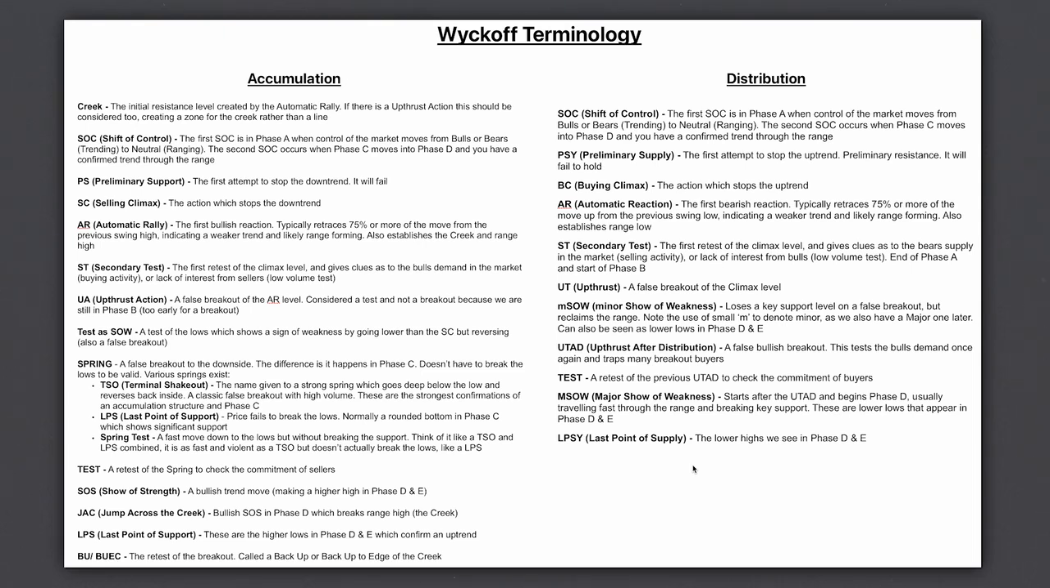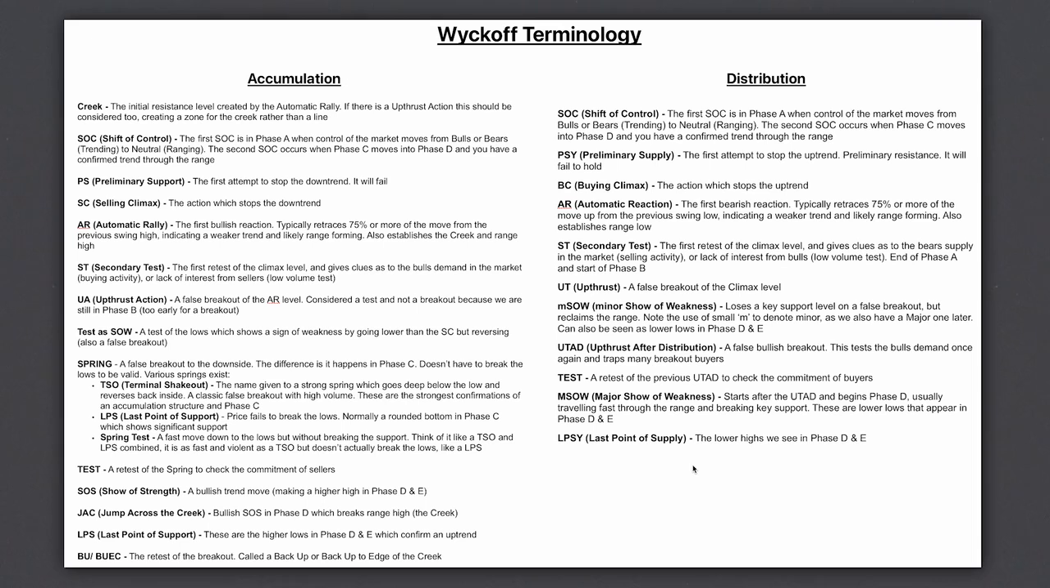Then we have a minor show of weakness, mSOW. This is where price loses a key support on a false breakout and it reclaims the range, but it shows us weakness because it shouldn't have lost that if it was actually bullish. But note here the use of the small m to denote minor, because we also have a major one later, which has a capital M, and you'll see why. Minor shows of weakness can also be lower lows in phase D and E.